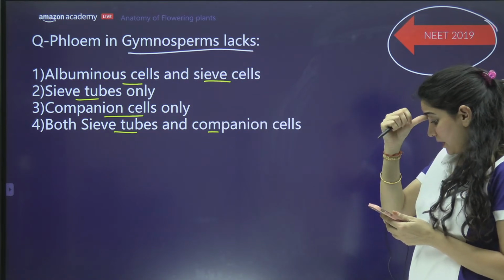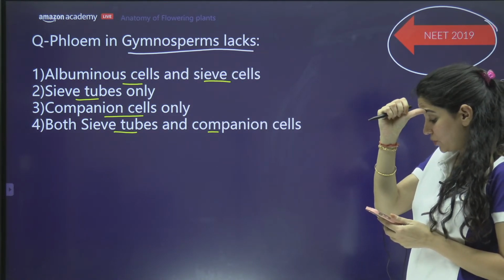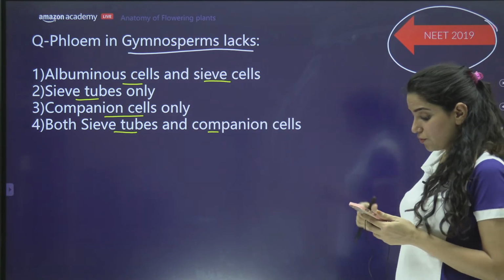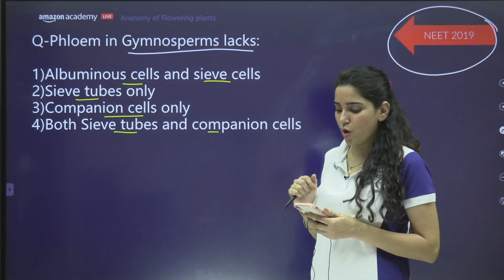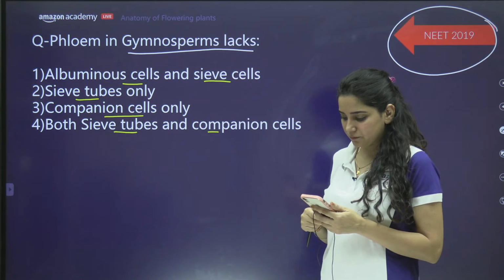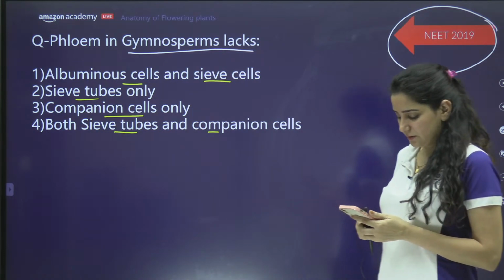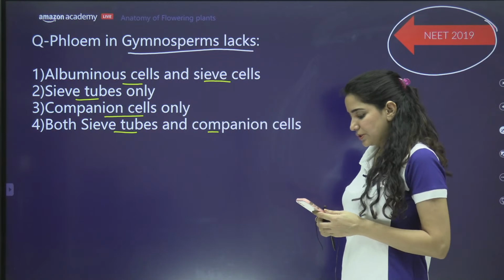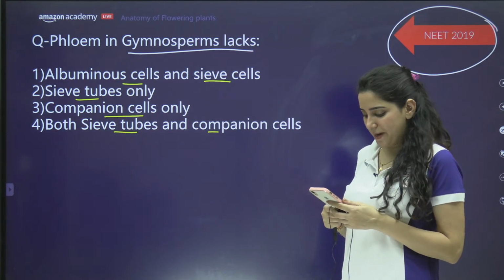What do you think? लैक पूछा है, प्रेजेंट नहीं पूछा है. It's asking you about lack. What do they lack? Fluor in gymnosperm. So some of you are writing, ma'am, only companion cells.